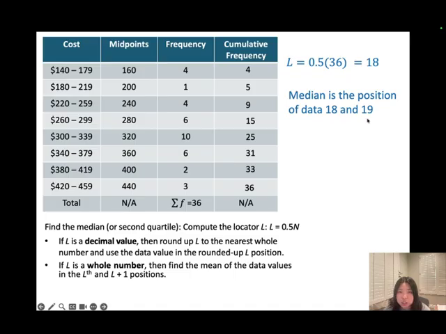So we're going to look at the cumulative frequency. Okay, we look at 15. We can't choose the 15, right? Because the data at 18 and 19 are greater than this. So the next one, that'll be 25. So this is good, right? Because 25 is greater than 18 and 19. So we're going to choose this one. So the midpoint will be 320. So we're going to say the median will be lying in this class with the midpoint 320.